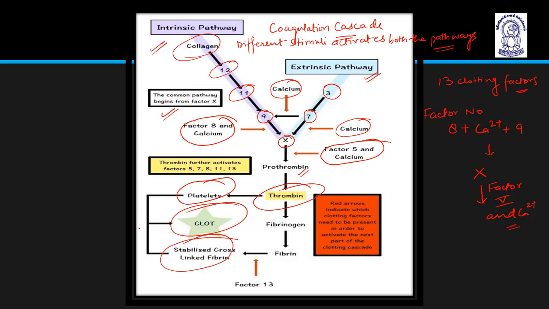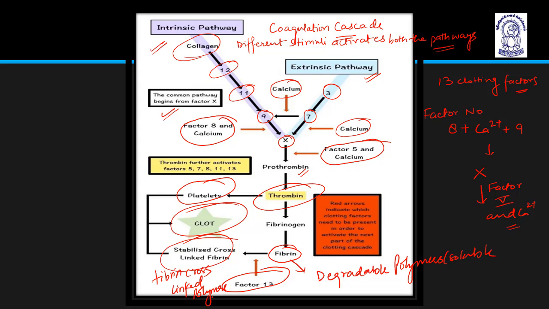The red arrows indicate the clotting factors needed to be present in order to activate the next part of the clotting cascade. Factor number 13, fibrin stabilizing factor, is required for the conversion of fibrin degradable polymers, which are soluble, into fibrin cross-linked polymers.